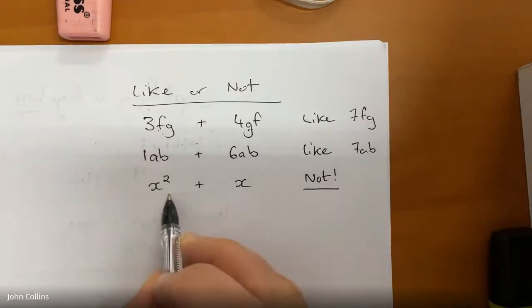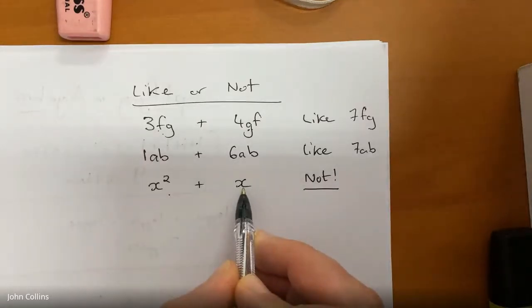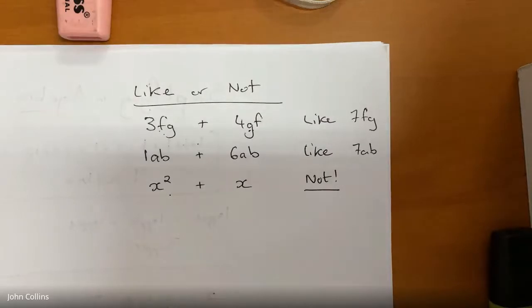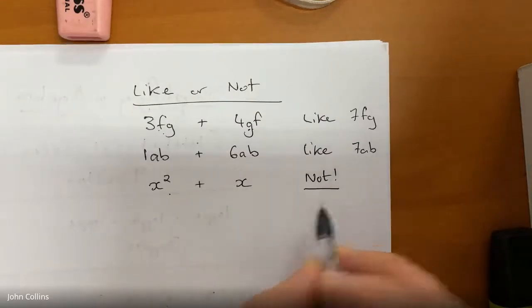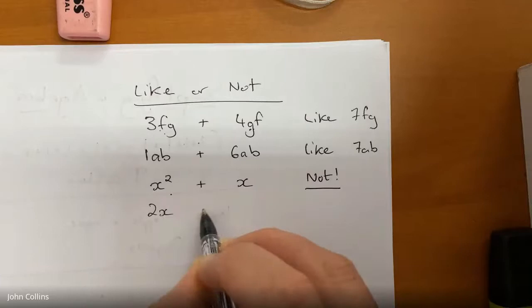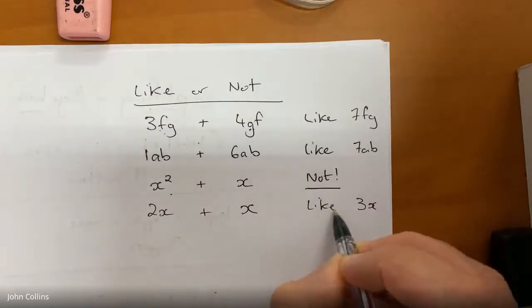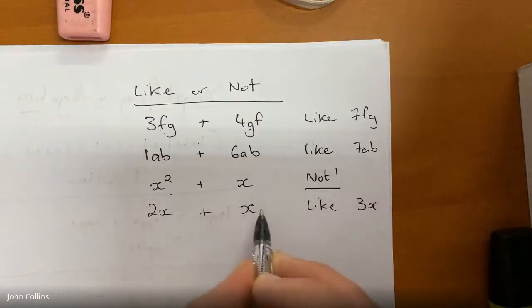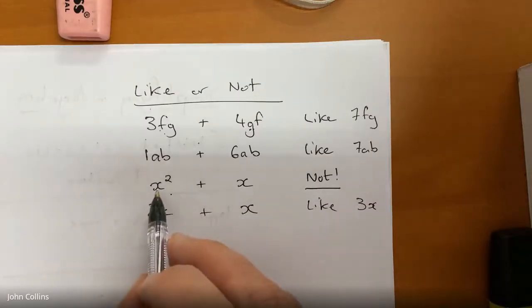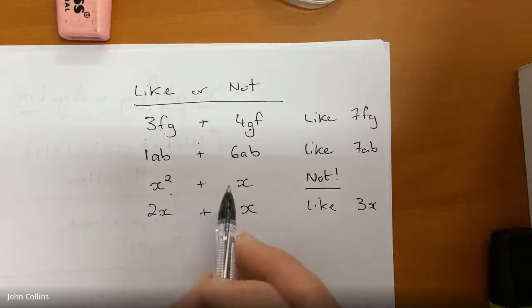This is x times x. This is x times, well, 1. So there's a difference here between 2x plus x, which gives 3x because they are like. That's 2x's plus another x, that's 3x's. This is a different term. This is x times x plus x.